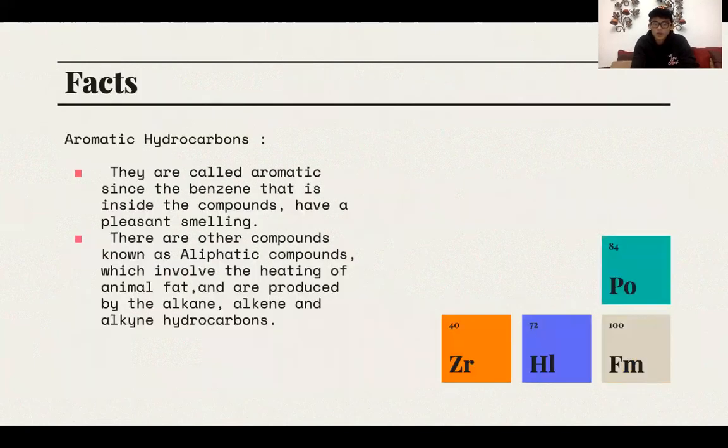Some facts about aromatic hydrocarbons are the following. They are called aromatic since the benzene that is inside the compounds has a pleasant smell. And there are other compounds known as aliphatic compounds, which involve the heating of animal fat and are produced by the alkane, alkene, and alkyne hydrocarbons.